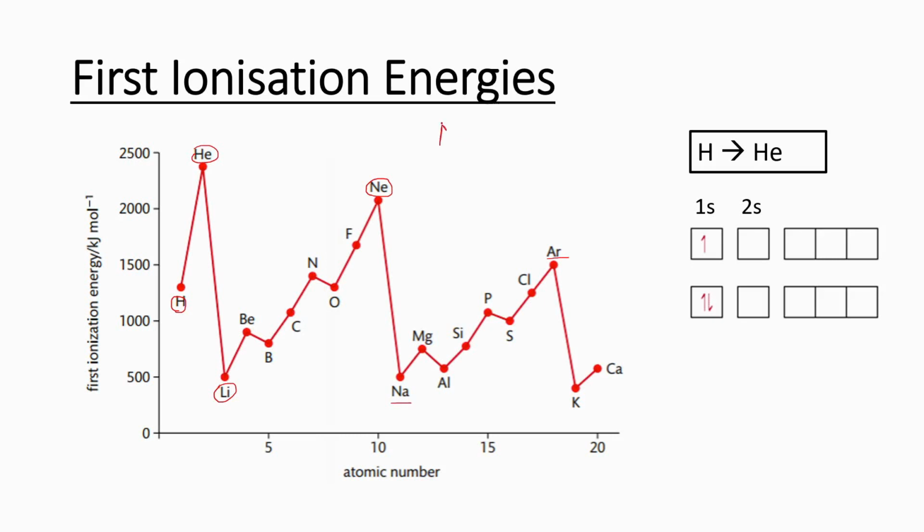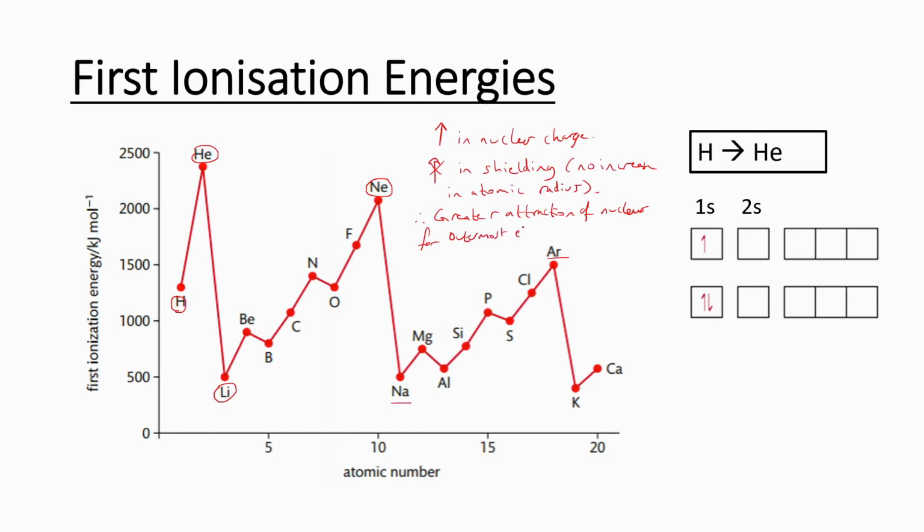Now, it's very important to understand that when we go from hydrogen to helium, we have an increase in nuclear charge. There is no increase in shielding. I prefer shielding here rather than atomic radius. I think it's the most effective thing to say here. So therefore, there's a greater attraction of the nucleus for the outermost electrons. And I like to talk about the outermost because that's the one that's going to be removed when we talk about the first ionization energy.